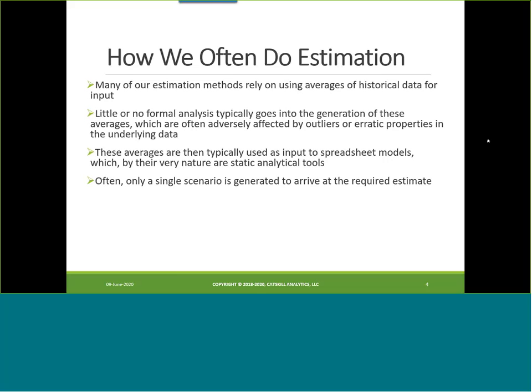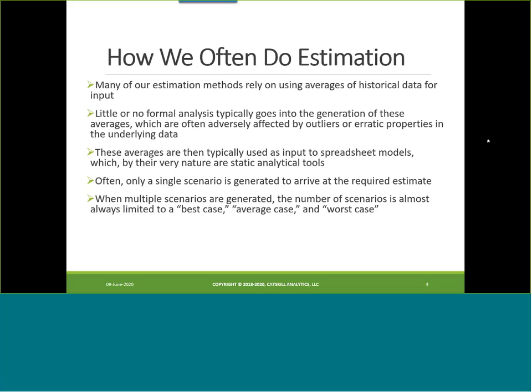And so, there we go. That leaves us with a dilemma that we're going to talk about in just a few minutes. When multiple scenarios are generated, I usually only see at best a best case, an average case, and a worst case, and still no real indication of how likely is the best one, how likely is the worst one, how likely is the average, and what about all those points in between those three?